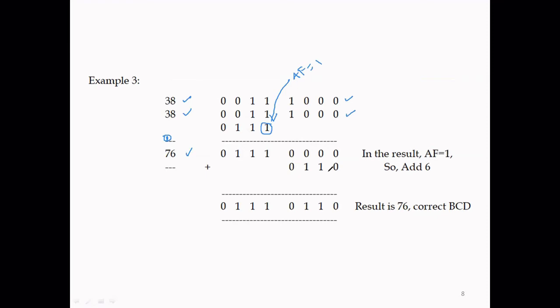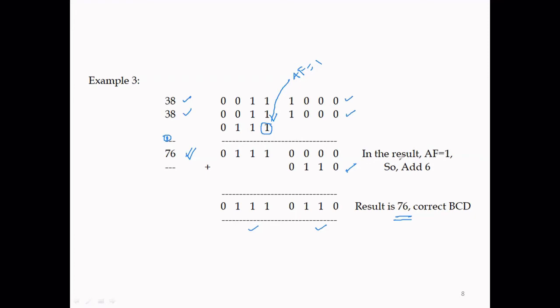Okay. In that case, we add 6. Right? So 0 plus 0, 0 plus 1 1, 0 plus 1 1, 0 plus 0 0. So we got 7 and this is 6. Total 76 is the correct answer. So in that way, the computer automatically converts whatever the BCD result into correct BCD.